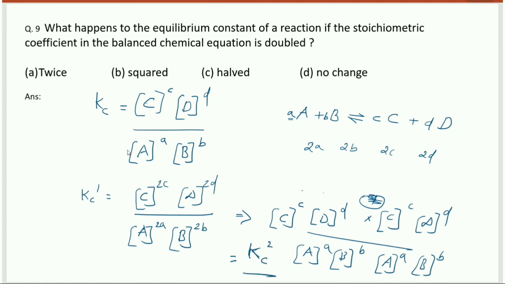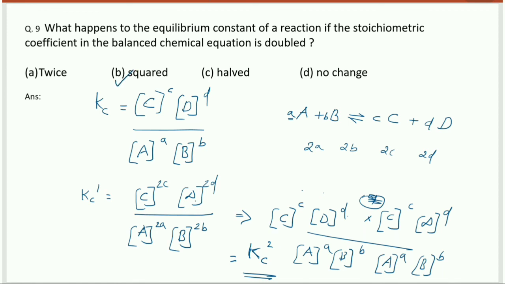C raised to 2c and D raised to 2d can be written as A raised to m into A raised to n, and A raised to m plus n will give you 2c. So C raised to c and D raised to d is already Kc. So Kc into Kc, Kc square. So it is squared. So the B option is the right answer.